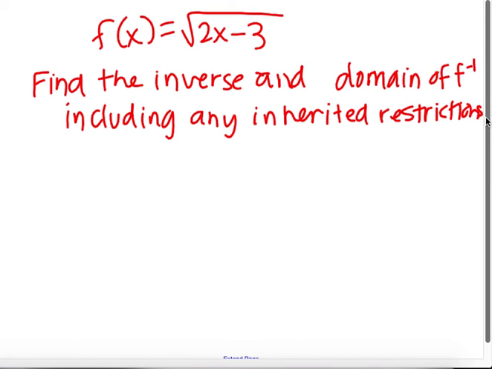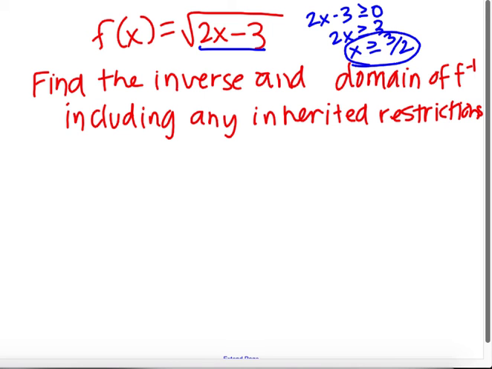So remember, for a domain of this, that means that we can't take the square root of a negative, so 2x minus 3 has to be greater than or equal to 0, which would mean 2x has to be greater than or equal to 3, or x has to be greater than or equal to 3/2. So this domain that we start out with for our function would carry on through to our inverse, whether the inverse has that restriction or not.